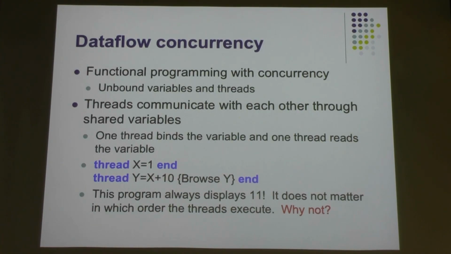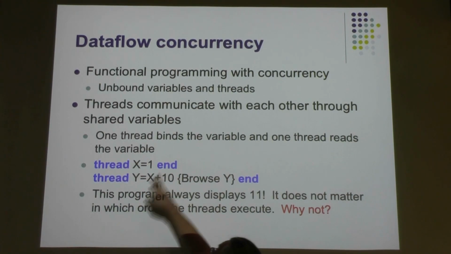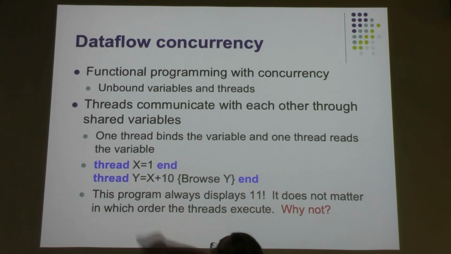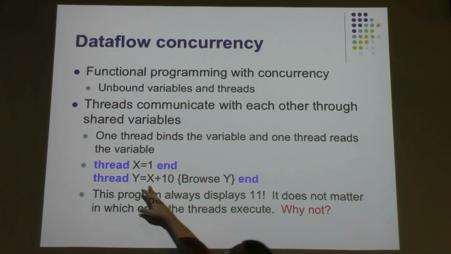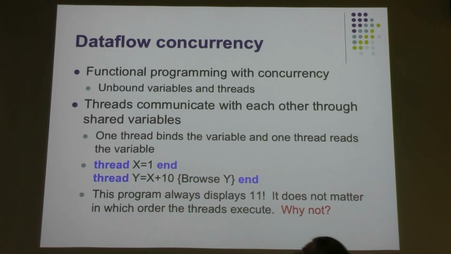So if I have two threads, and they share a variable, so x is an identifier, refers to a variable, these two threads will share a variable. The first thread will bind the variable to 1, and the second thread will do an operation, x plus 10. So these two threads are running independently. So we don't know which one is running first now. We don't know.